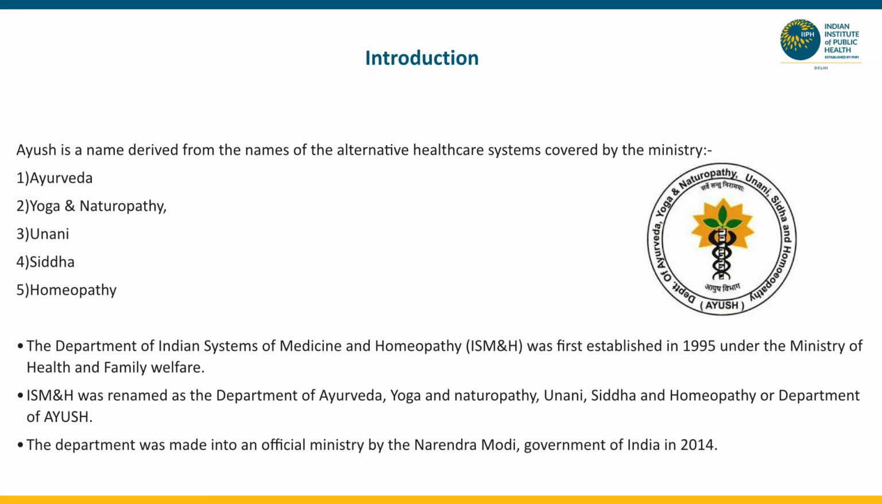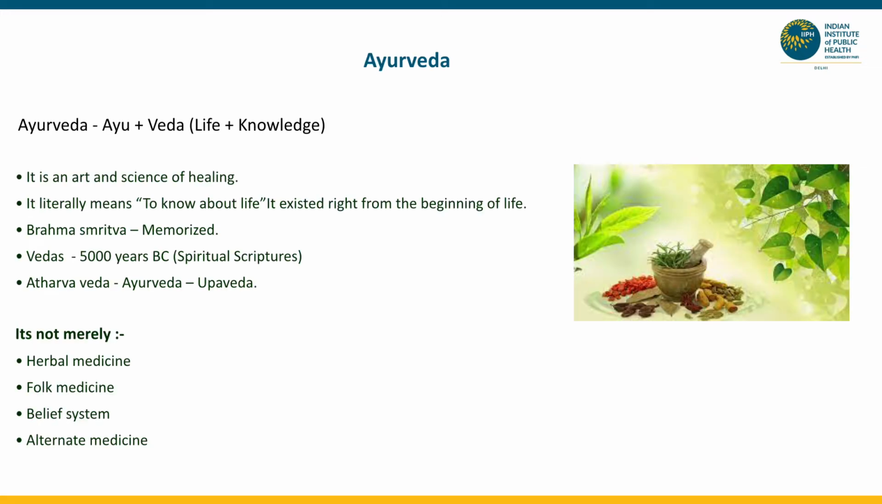So AYUSH is a name derived from the name of the alternative healthcare systems covered by the health ministry. And these systems are Ayurveda, Yoga and Naturopathy, Unani, Siddha and Homeopathy. The Department of Indian System of Medicine and Homeopathy was first established in 1995 under the Ministry of Health and Family Welfare. Later on, this department was renamed AYUSH. This department was made into an official ministry by the Narendra Modi government in India in 2014.